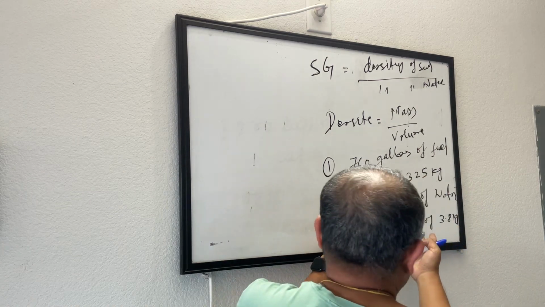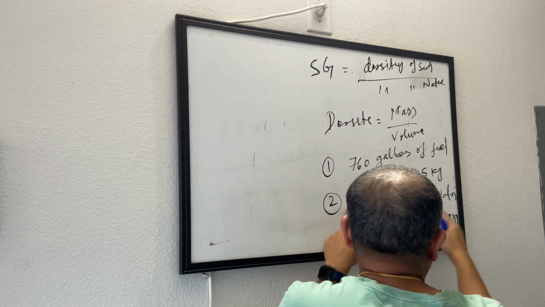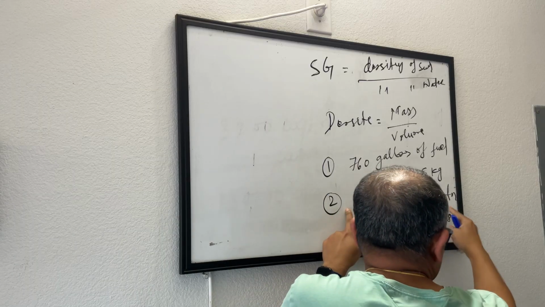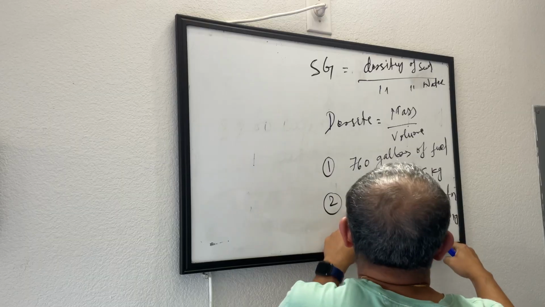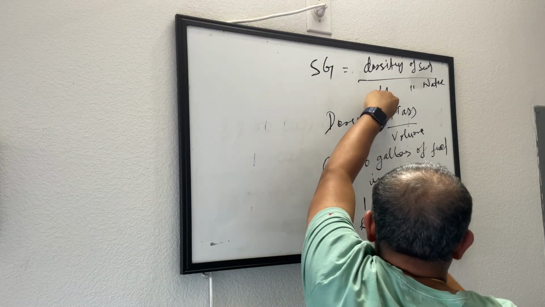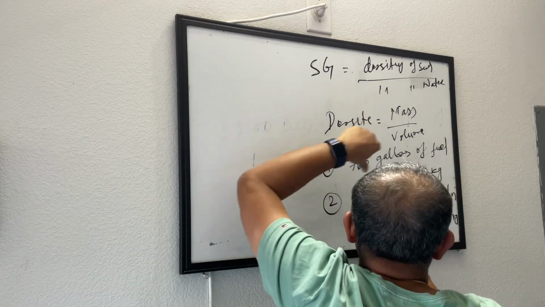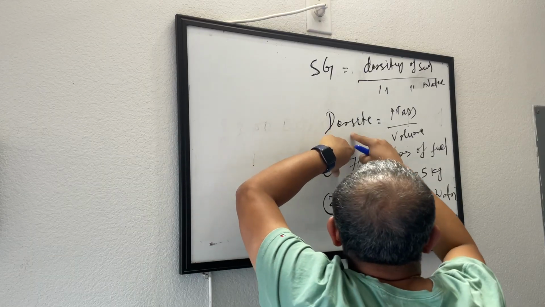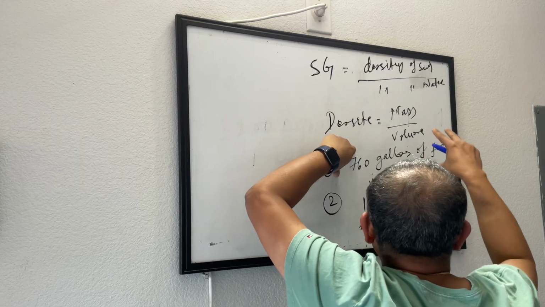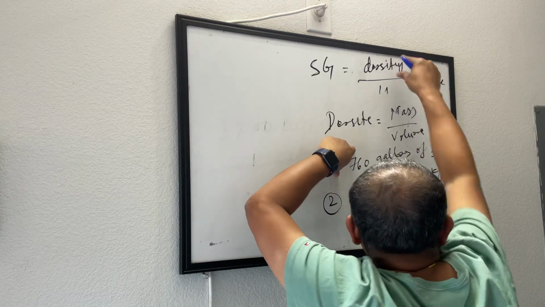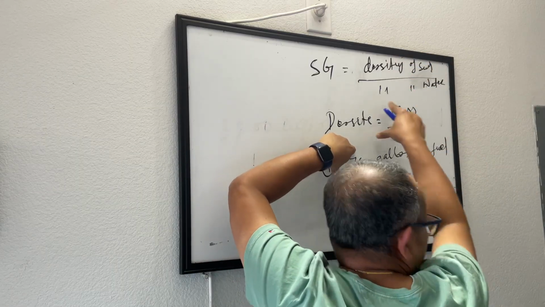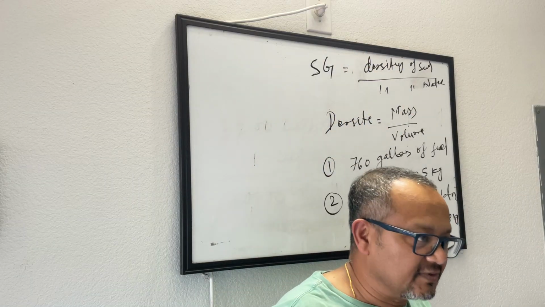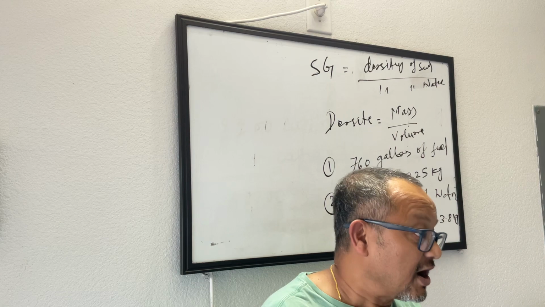This is the water. 1 gallon of water has a mass of this much. So 1 gallon is the volume. This is the mass. So mass 3.8 by 1 will be the density of water. 2325 divided by 760 will be the density of the substance. Find out density of the substance, put in the numerator. Find out density of water, put here. And that ratio will give you the specific gravity of the substance.